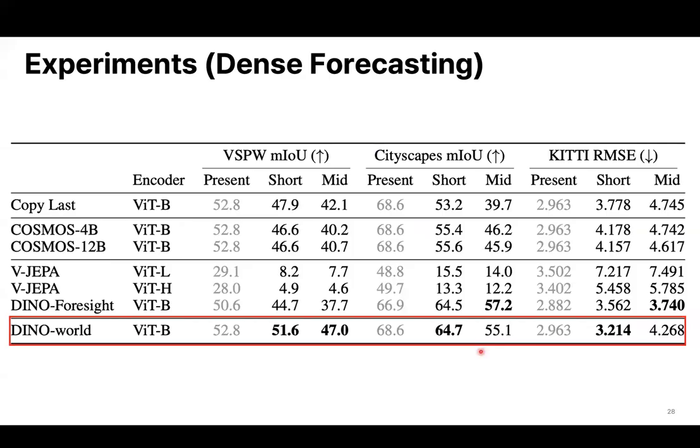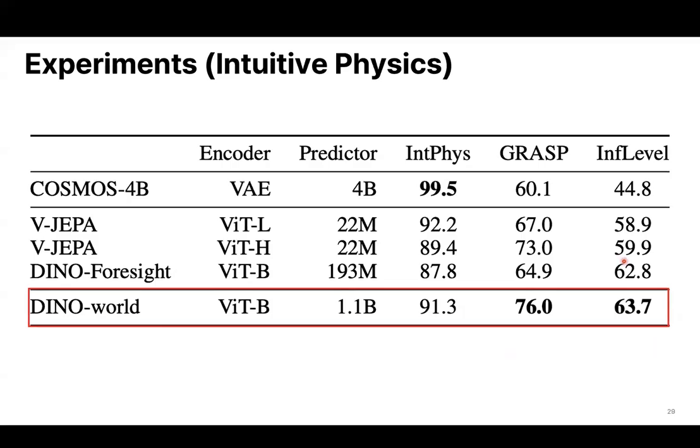So here's the result. This table compares DINO-World with several baselines, from a trivial copy version to large generative models like Cosmos. DINO-Foresight is a predictive model similar to DINO-World, but trained with a mask reconstruction objective on just a limited domain, like autonomous driving. The columns correspond to dense forecasting tasks: VSPW and Cityscapes for semantic segmentation accuracy, and KITTI for depth prediction. So DINO-World shows strong performance, but note that DINO-Foresight performed better on Cityscapes and KITTI, mainly because it was trained on autonomous driving domains. So DINO-World has generally great overall results.